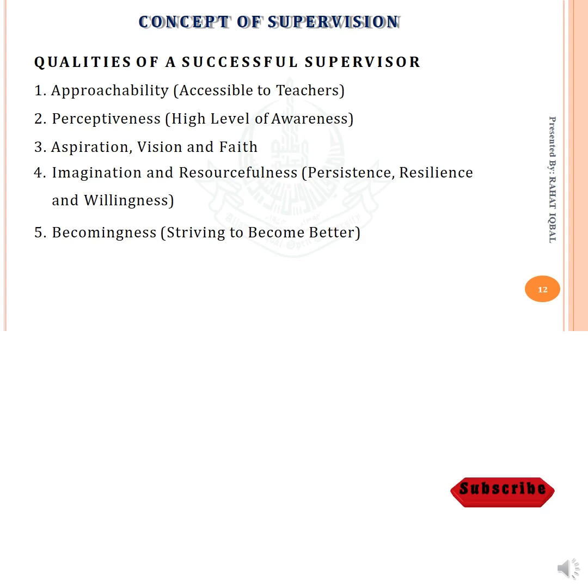Qualities of a successful supervisor. The first is approachability, like access to teachers. The second is perceptiveness, like a high level of awareness. Like the teachers have access, and the supervisor has a high level of awareness, so they can easily discuss each and everything and it can easily improve what needs to be improved.